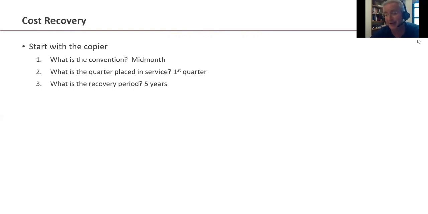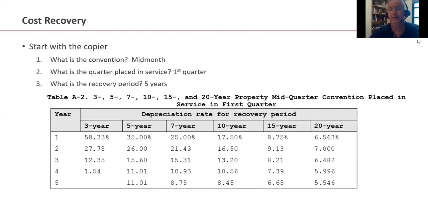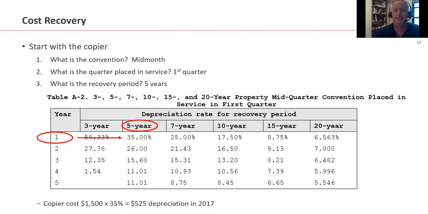I can tell you, if you have your table pack handy, you ought to just see if you can find it yourself, because you're going to need to do it in the exam. And so getting used to identifying the right table makes a lot of sense. In any event, I'm going to do it for you. It looks like this, right? In your table pack, it's table A2. And it says 3, 5, 7, 10, 15, and 20-year property, mid-quarter convention, placed in service in the first quarter. It's 5-year property. It's in its first year because we just bought it. There's my depreciation factor, 35%. So I take the cost of the copier, which was $1,500, I multiply it by 35%, I get $525. That's the copier's depreciation in 2017.